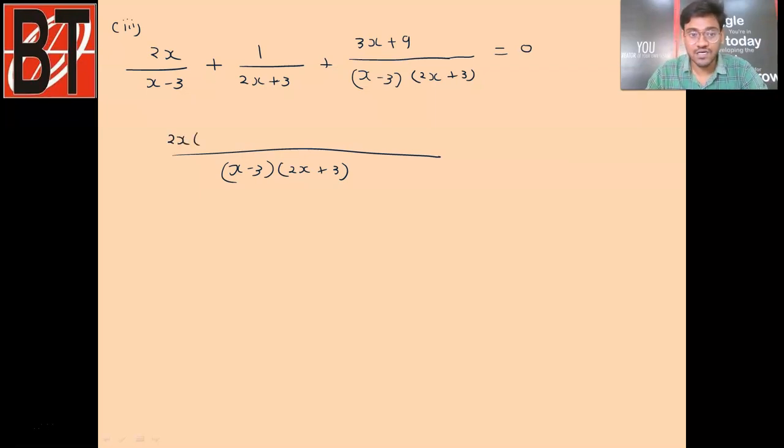So yes, 2x is gonna multiply with 2x plus 3. And 1 is gonna multiply with this x minus 3, because 2x plus 3 can be cancelled out. And here I will have 3x plus 9, because it's multiplied with 1 only, is equal to 0.